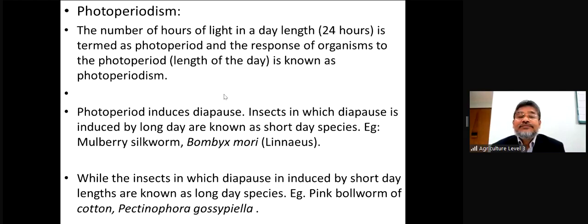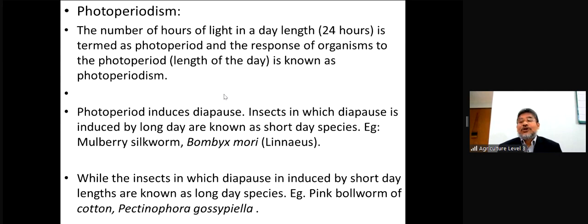If the day length sometimes becomes very long, photoperiod induces diapause. Diapause, you know, means it will just stop its activity, it will stop its development. So insects in which diapause is induced by long day, if sometimes the day becomes very long, 18 hours, 20 hours, in that case the insects may go into diapause. Those insects are called short day species.